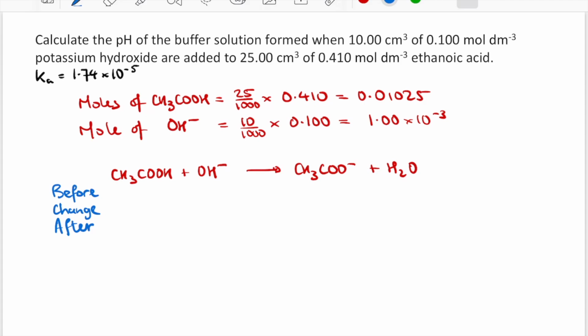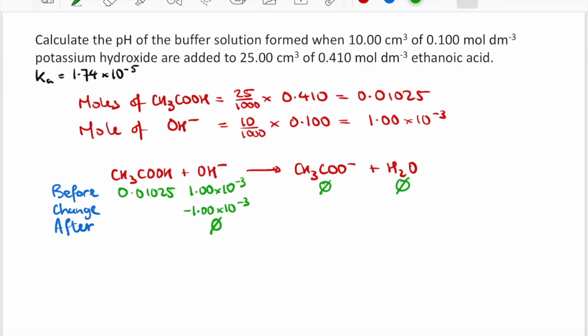So in the before bit, we simply put the moles that we've worked out. We have 0.01025 moles of ethanoic acid. We have 1.00 times 10 to the minus 3 of hydroxide at the beginning, before we've mixed them, so this is about using the initial concentrations. The assumption is that we have 0 salt. The water doesn't really matter, but we'll include that to begin with. When we look at the molar ratios in the equation, it's 1-to-1. For every 1 ethanoic acid, it's 1 hydroxide. So if we look at the two values, we can see that the hydroxide is the limiting reagent, so all of that is going to be used up.